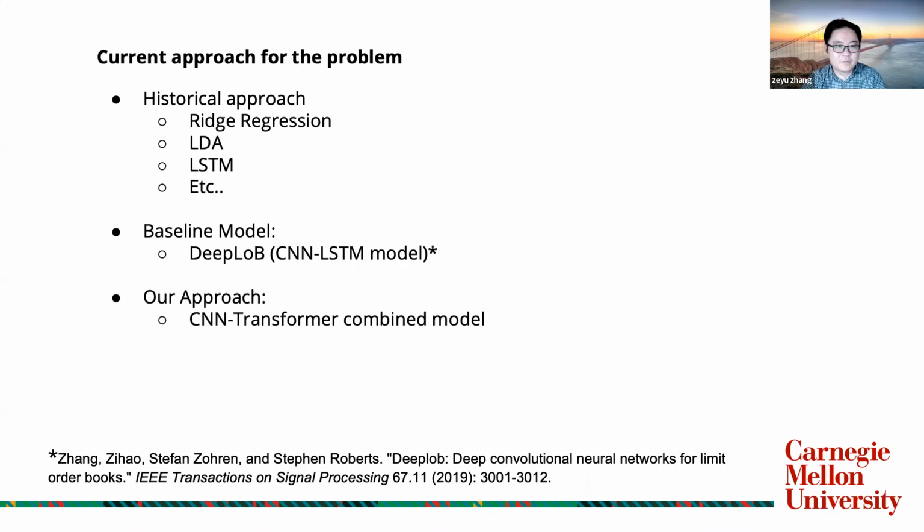Let me briefly tell you the historical approach and the current approach we used. Historically, people used ridge regression, LDA, and LSTM. The main drawback of those methods is that they were used directly without any kind of feature extractor, so it's natural to use one. In one of the most recent works, the authors adopted a so-called DeepLOB model, where they use a CNN as a feature extractor. And it's natural for us to adapt what we have learned in class, like the transformer, instead of LSTM.